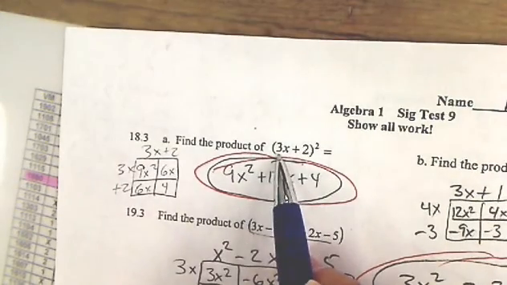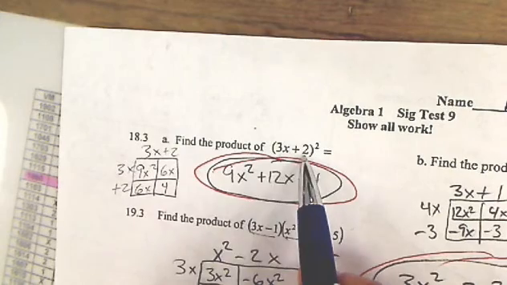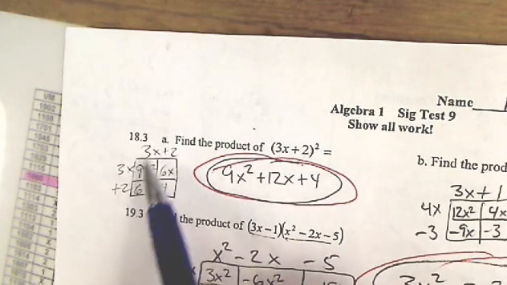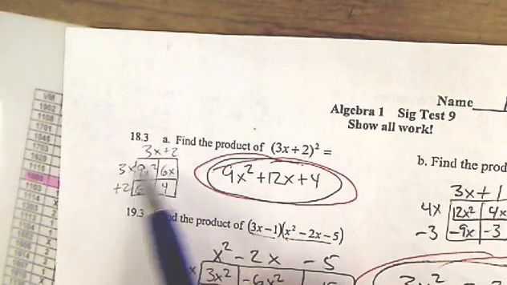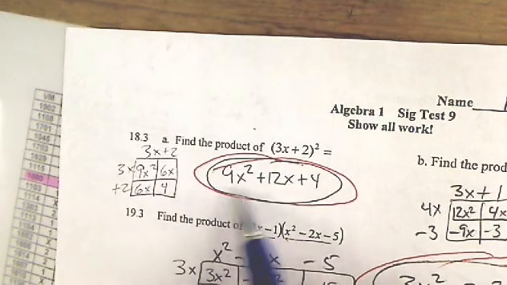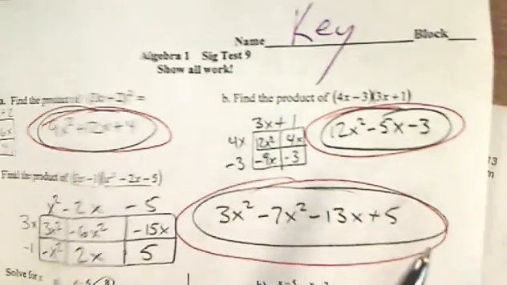Alright, multiplying the 3x plus 2 times 3x plus 2. I made a little rectangle here. You just find the area of each one of these guys. 3x times 3x is 9x squared. 3x times 2 is 6x. So forth, combine like terms. That's how you get to there.